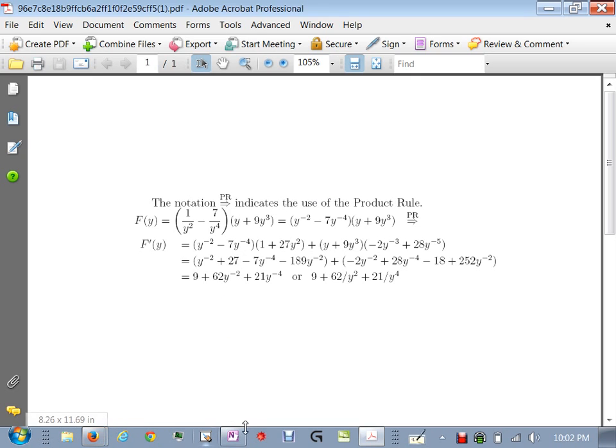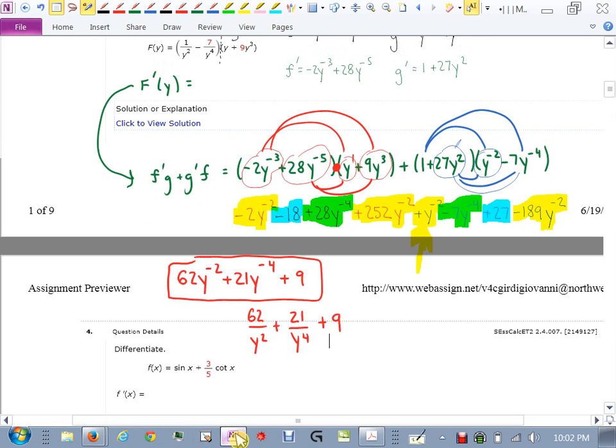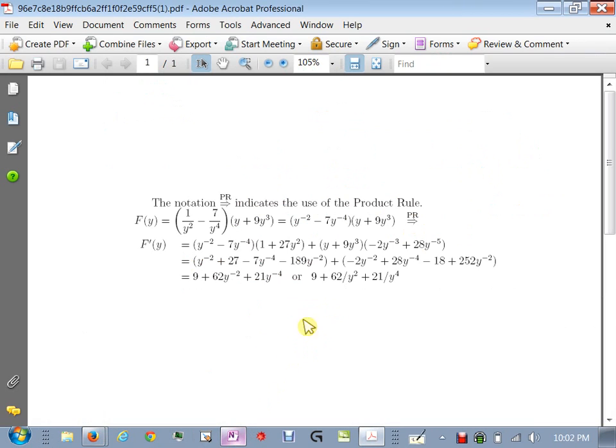(62 and 21), is that right? Yep, there we go. So those are the two possible answers there.